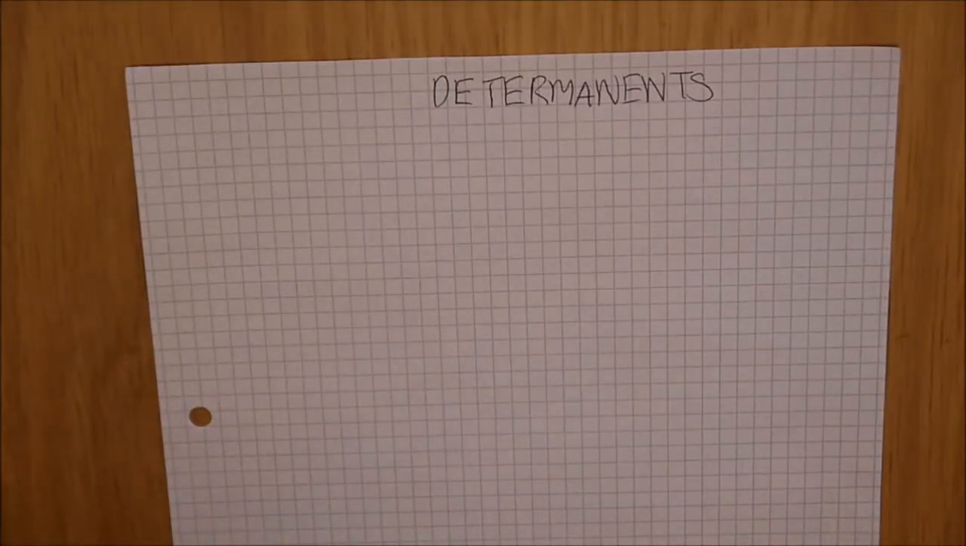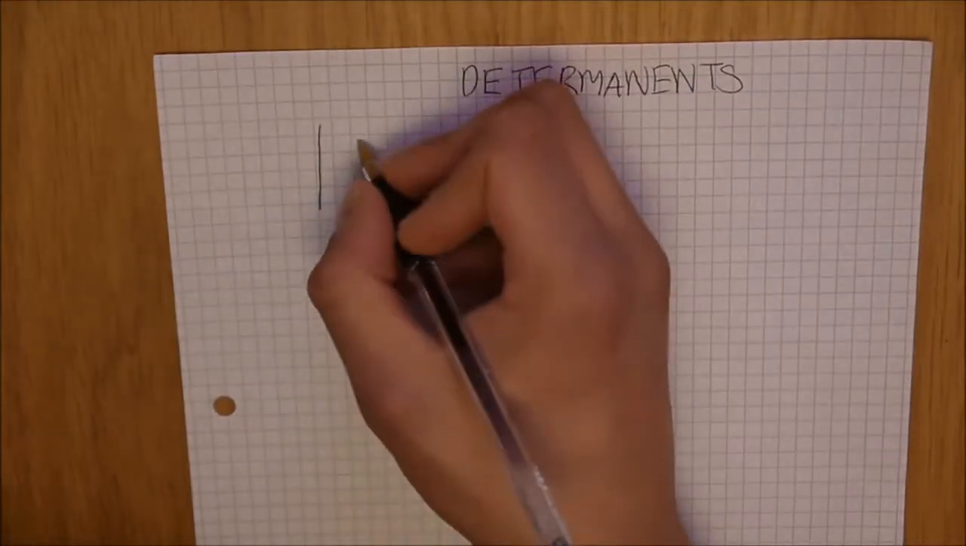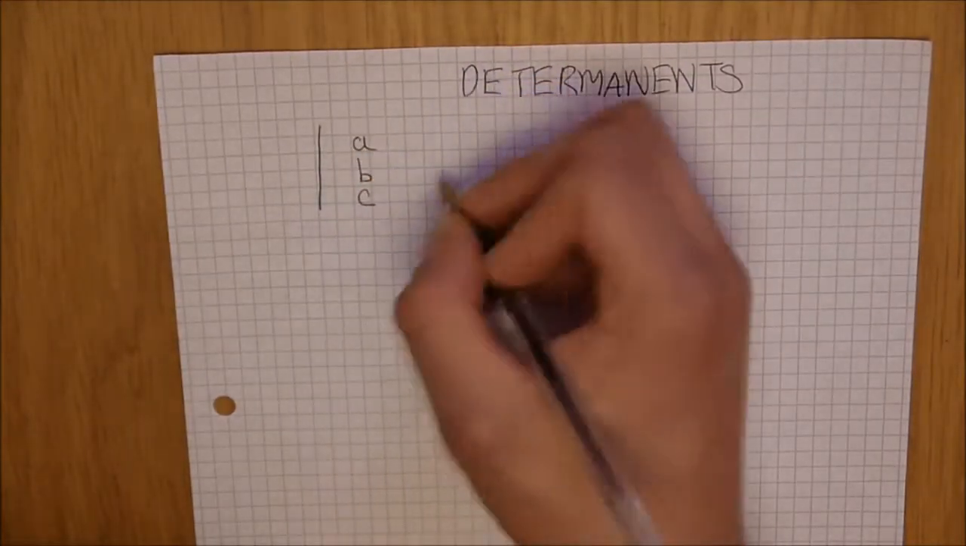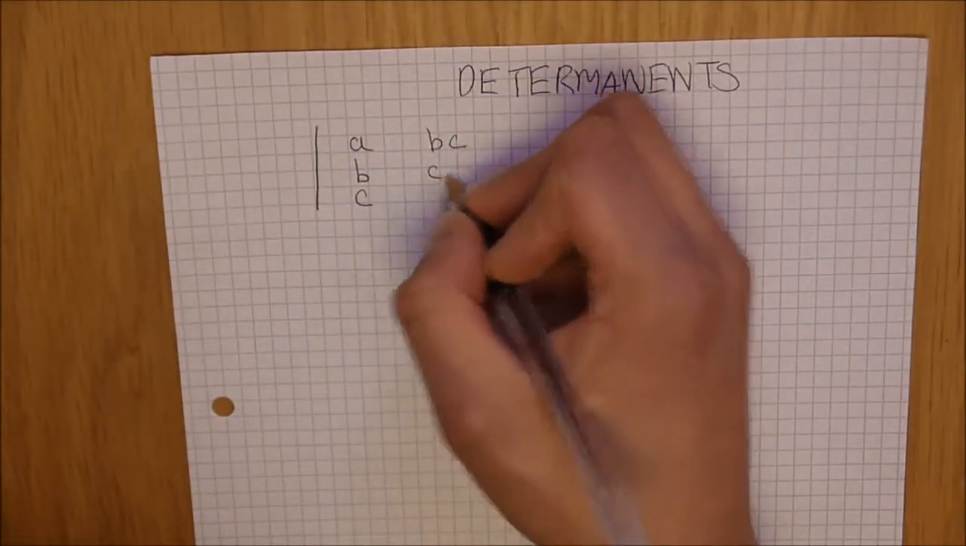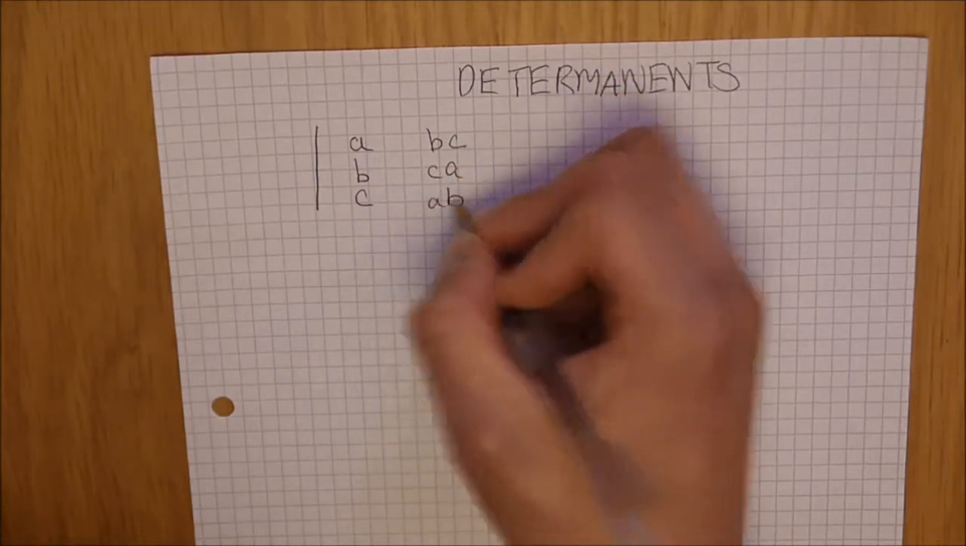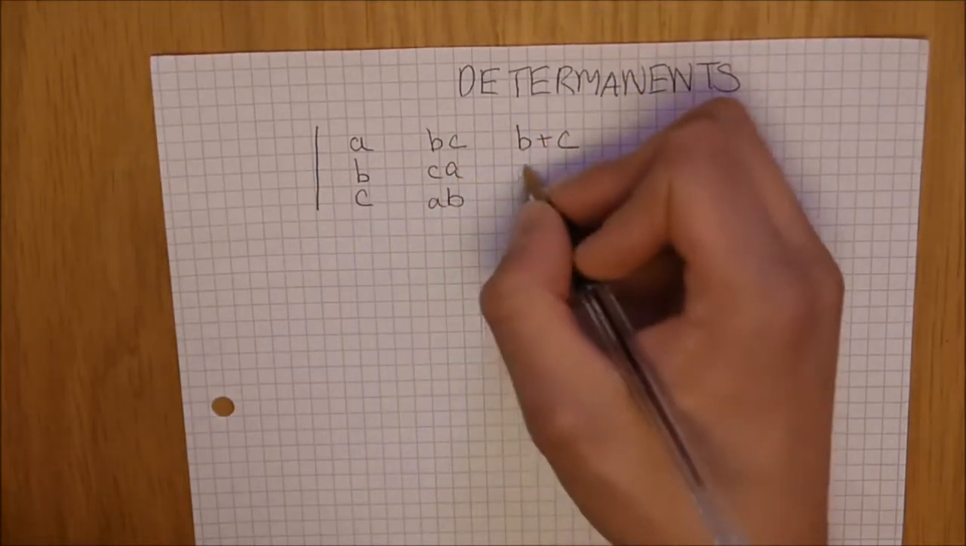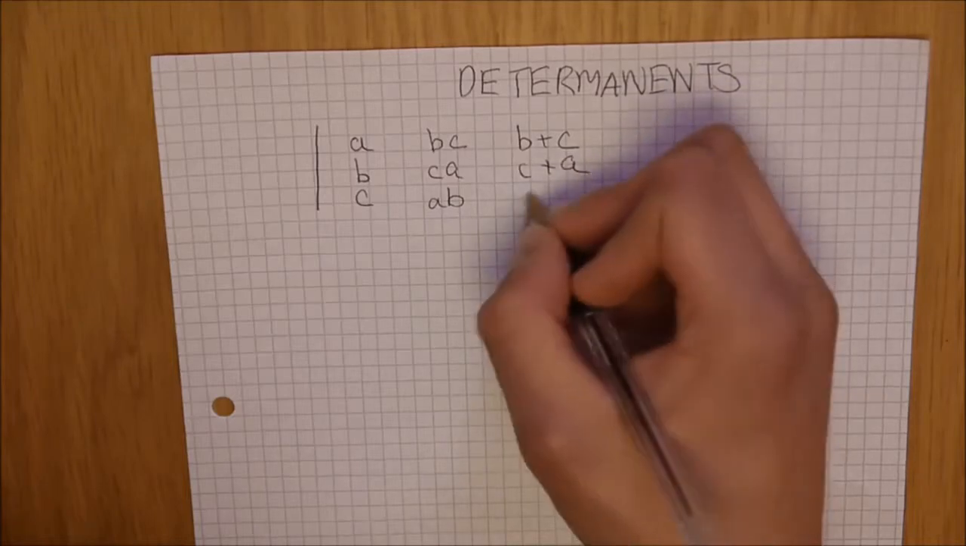Hello and welcome to this video on how to solve algebraic determinants, the kind of question that you'll usually get in an FP4 paper. Now, we're going to take the matrix with rows A, B, C; B, C, C, A, A, B; and B plus C, C plus A, and A plus B.